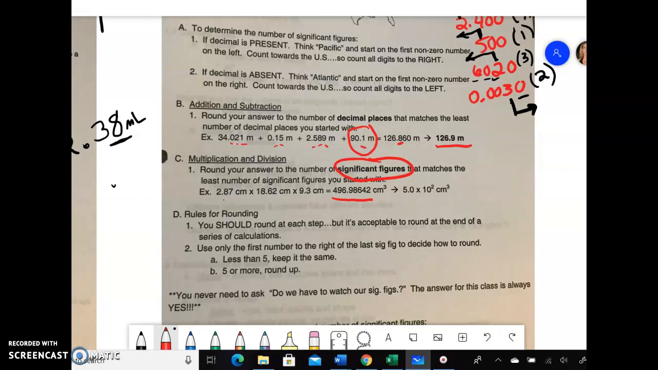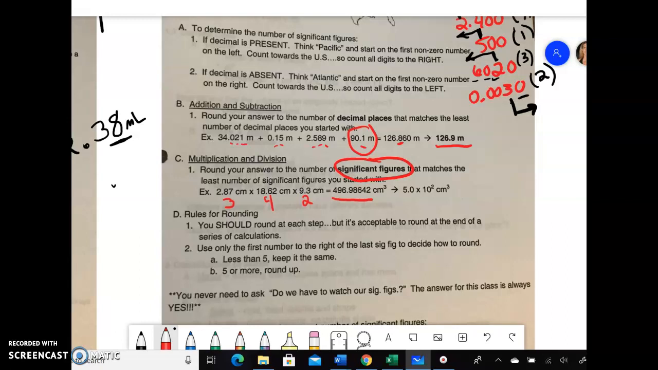So 2.87, all 3 of those are significant. 18.62, all of those are significant, and 9.3, all of those are significant. Remember, zeros are the only ones that are questionable. So of those, 2 is the smallest, so I need to round this to a number that is only 2 significant figures. And the easiest way to do that is to put your number into scientific notation and then to chop it off where you need to chop it off.